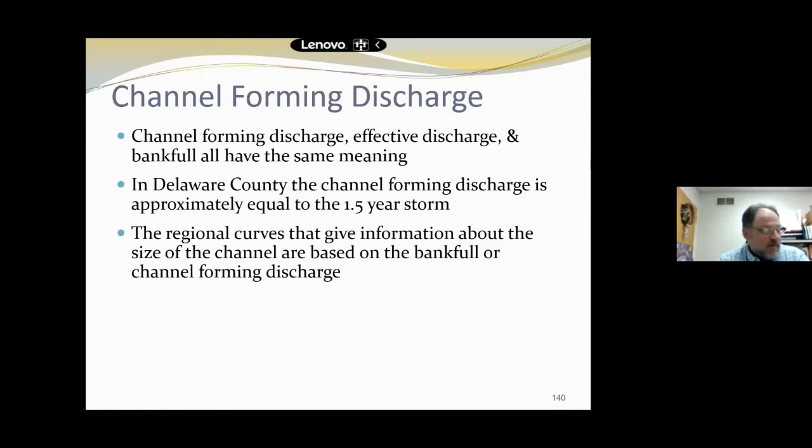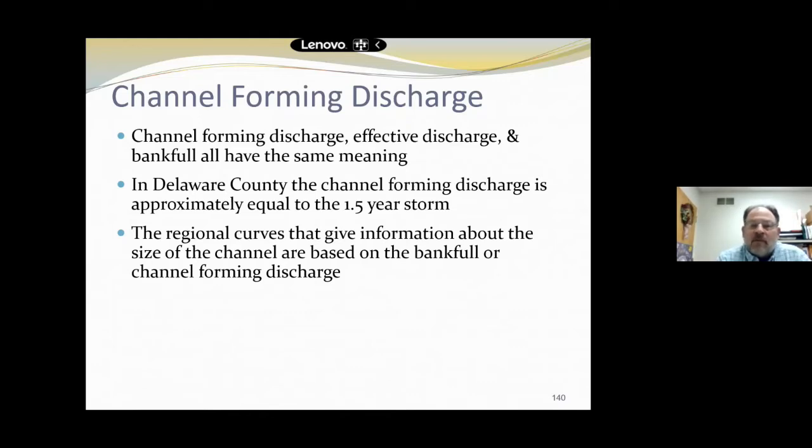So the channel forming discharge, that's the effective discharge, and bank full basically have the same meaning. So if channel forming discharge terminology is used, that is the bank full stage. For example, in Delaware County, the channel forming discharge is somewhere around the 1.5 year storm event. And that's probably true from the area that I am familiar with in Steuben County, New York.